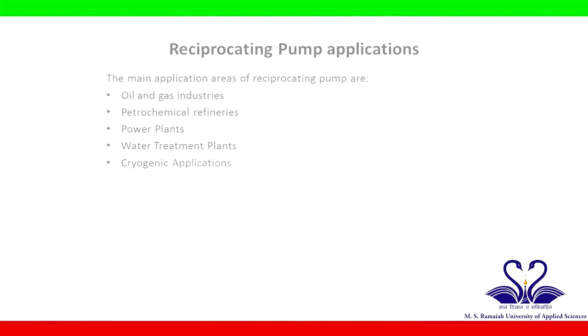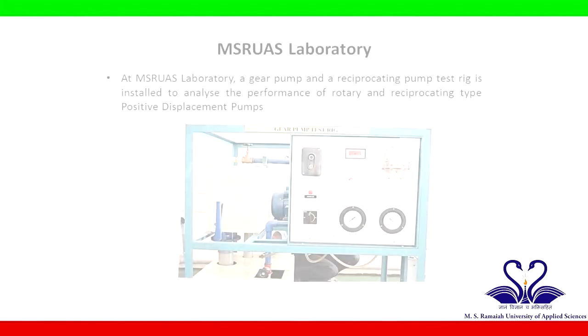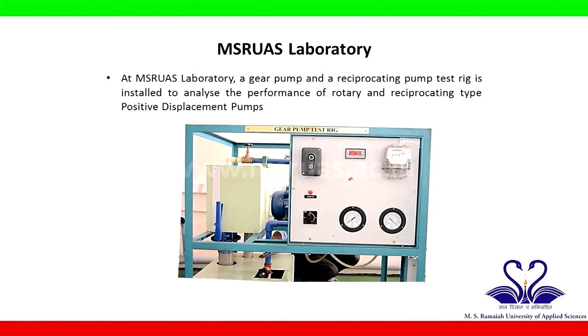The main application areas of reciprocating pump are oil and gas industries and petrochemical refineries, power plants, water treatment plants, refrigeration and cryogenic applications. At MSR UAS laboratory, a gear pump and a reciprocating pump test rig is installed to analyze the performance of rotary and reciprocating type positive displacement pumps.